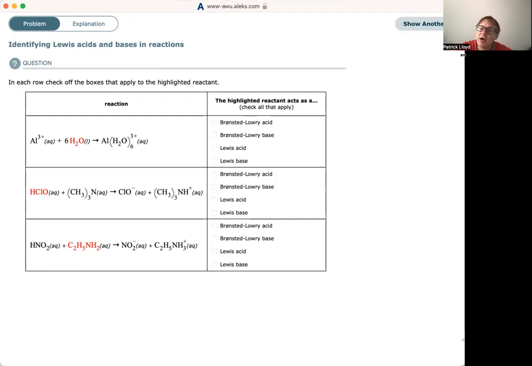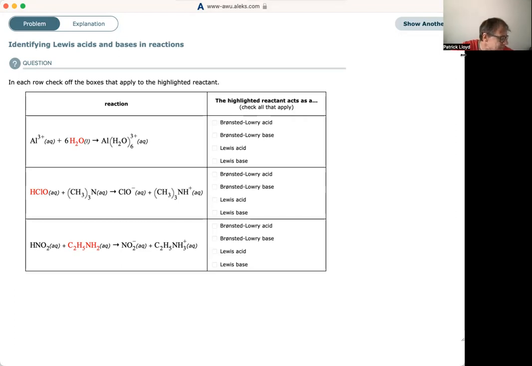The Bronsted-Lowry model is based on the idea of transferring a proton, a hydrogen ion, from the acid to the base. That is the definition. In Lewis acids and bases, the Lewis acid accepts a pair of electrons in a new chemical bond on the product side. And the Lewis base provides an electron pair to form a new bond on the product side. So in the Bronsted-Lowry model, you're looking to see if hydrogen ions are being transferred. In Lewis acids and bases, you're looking to see if bonds are being formed.